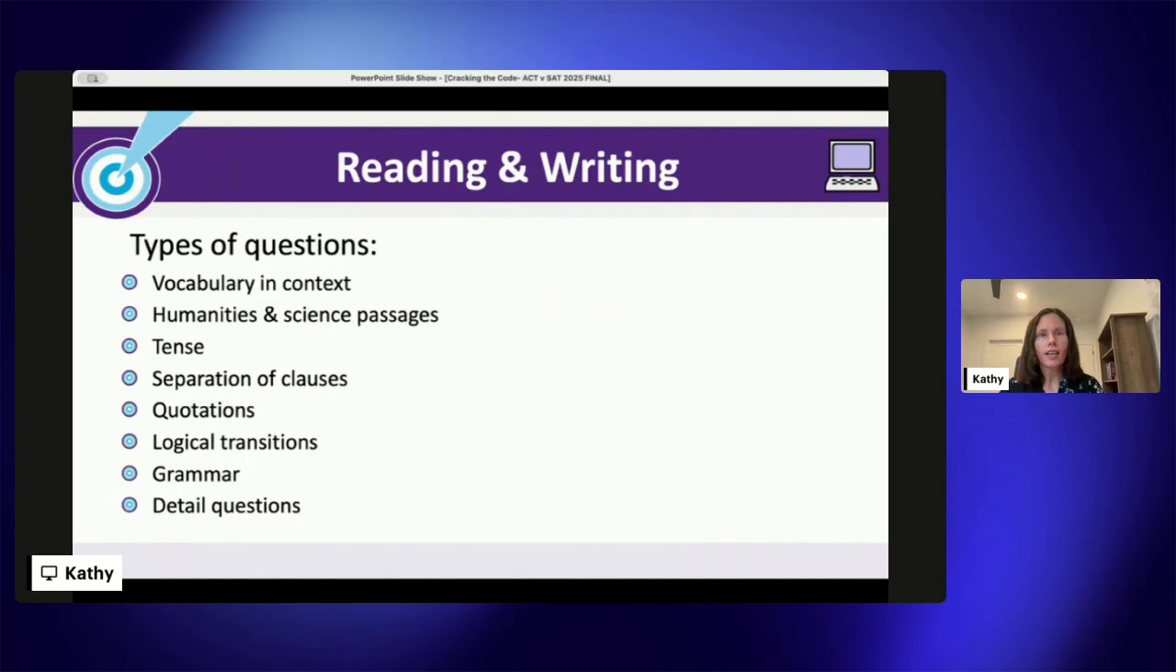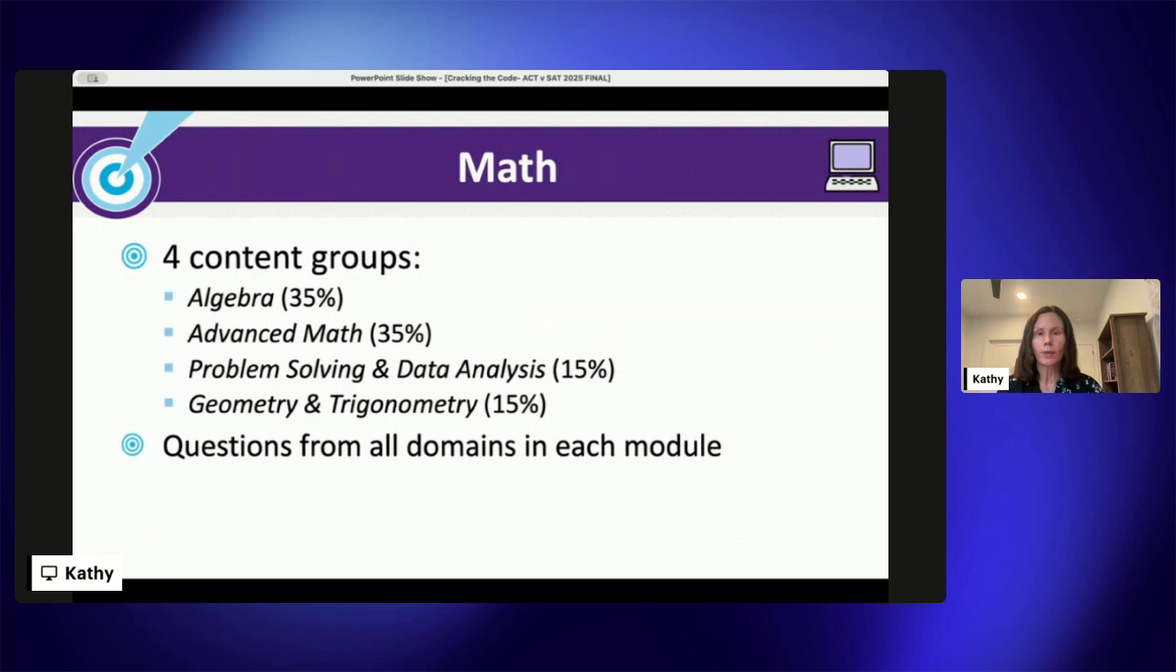Again, you're going to see the types of questions that you might find on any reading and writing assessment, right? So we're going to talk about vocabulary and context, reading comprehension questions. When it comes to grammar, I may be asked punctuation questions, verb tense, pronoun agreement, making transitions within sentences, between sentences. And there's also some detail-oriented questions where I might have to read a series of notes and analyze the information found within.